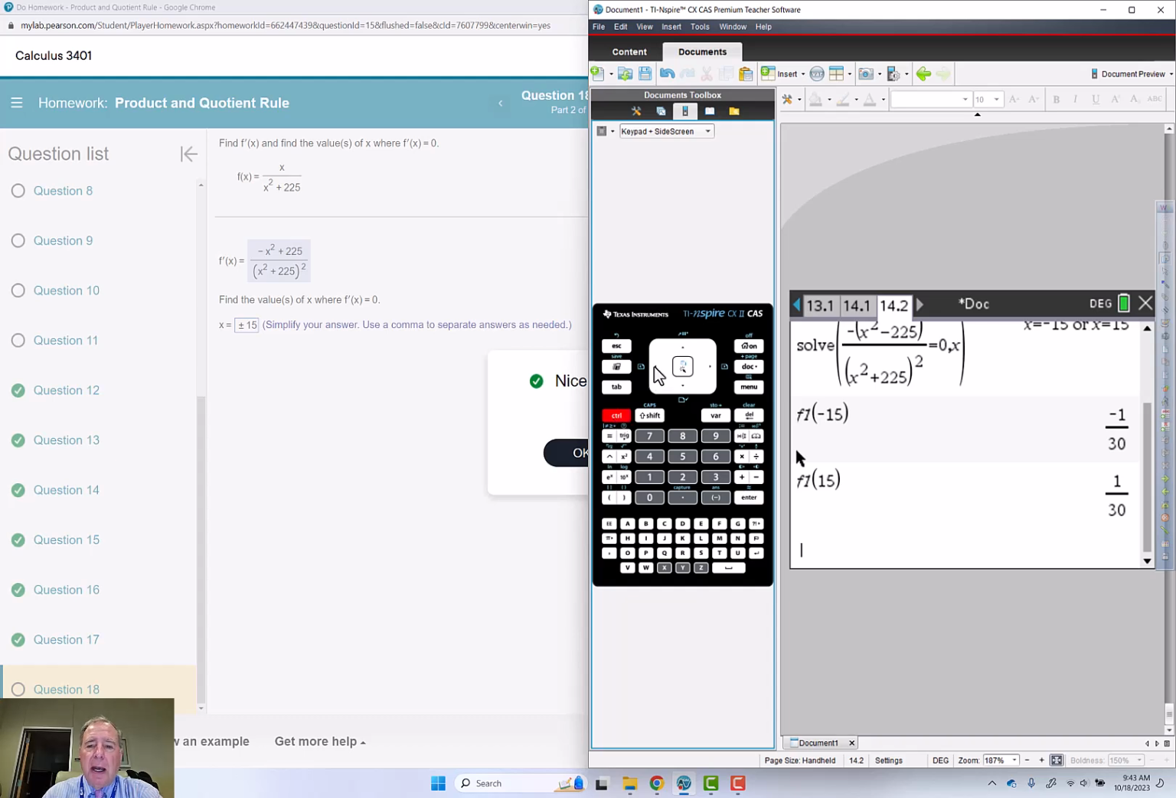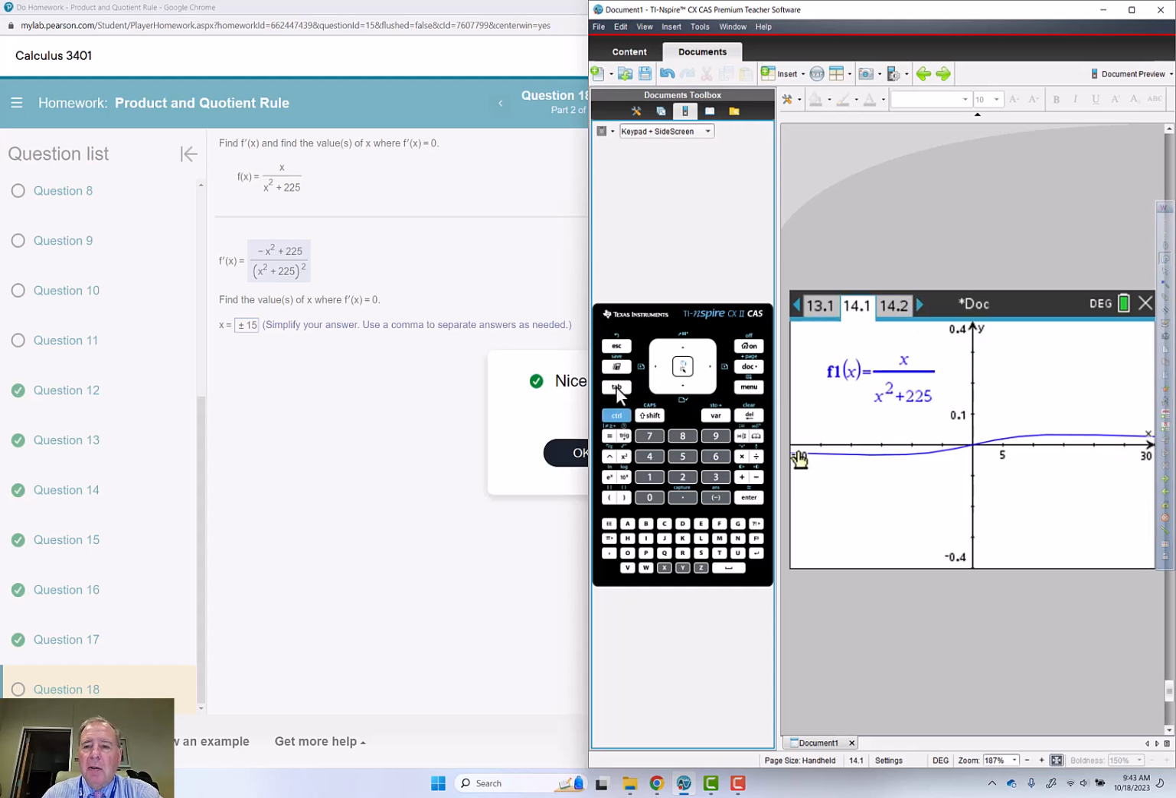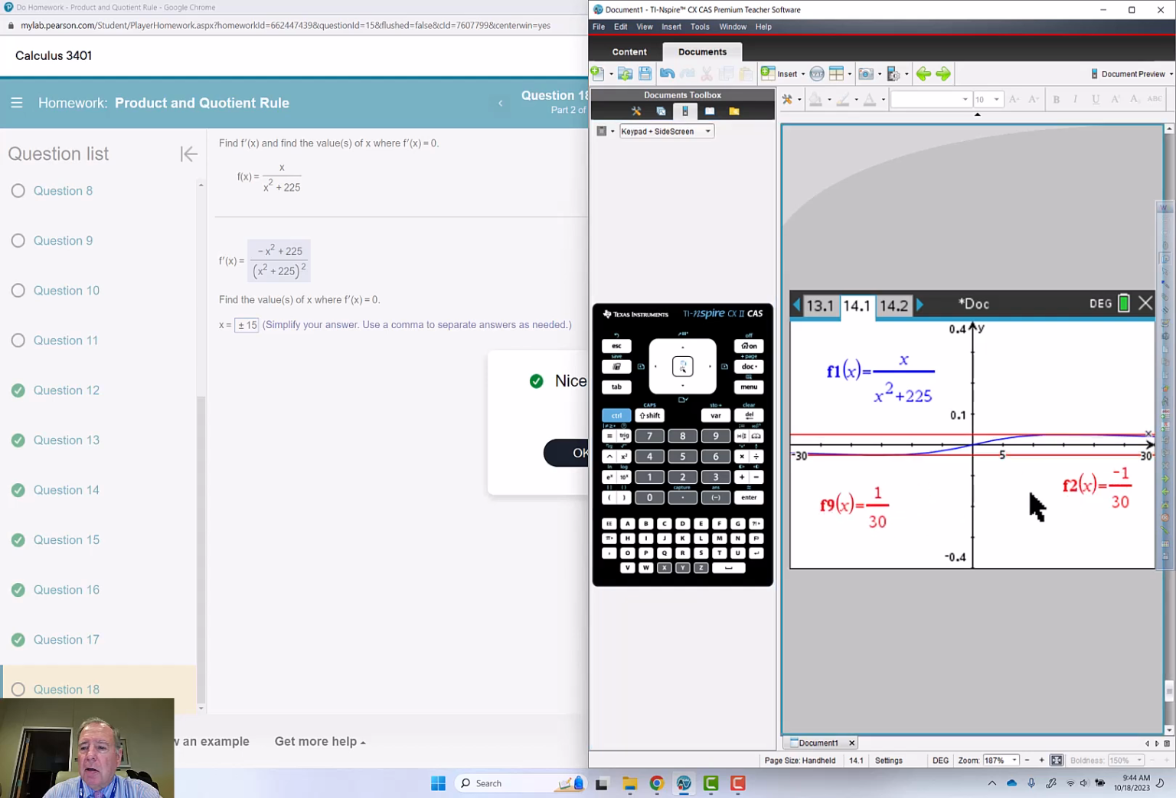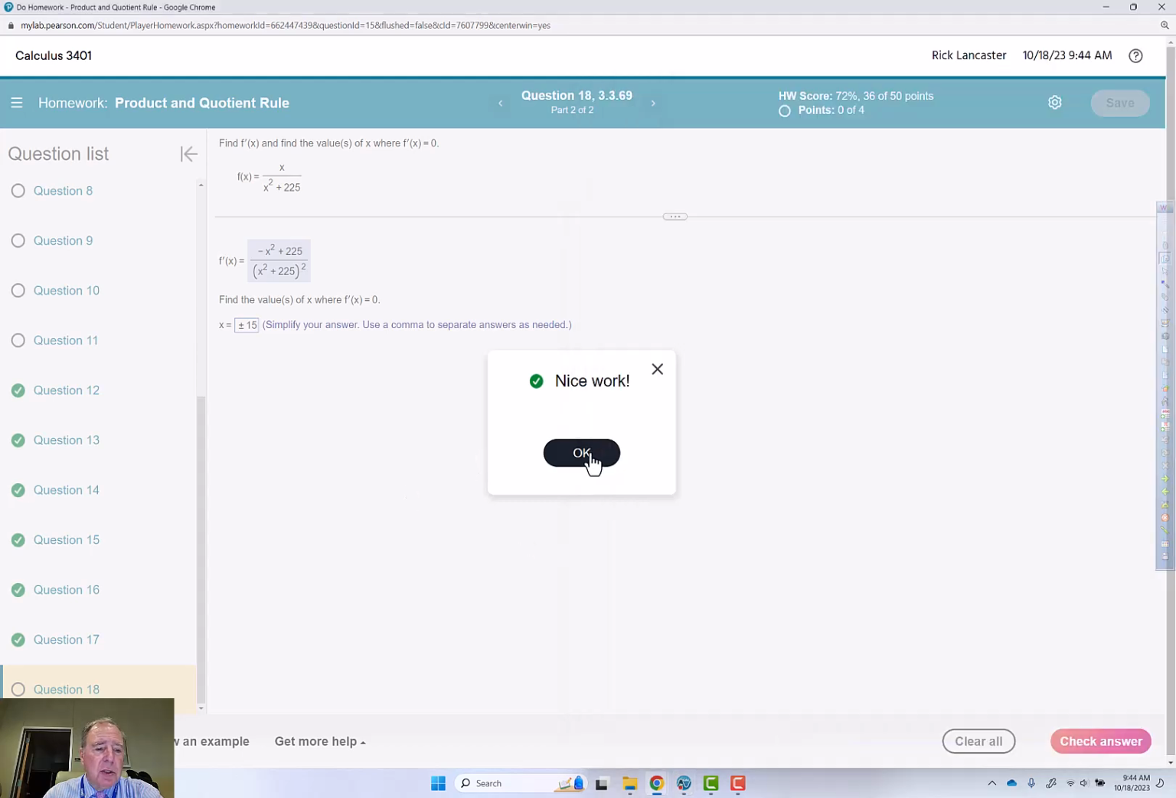So we can go back here and tab. We'll put in negative 1 over 30. And then I want to do another red line, so I'm going to go 7 functions down. 1, 2, 3, 4, 5, 6, 7. And positive 1 over 30. So there are our 2 tangent lines that are horizontal. And that concludes this video.